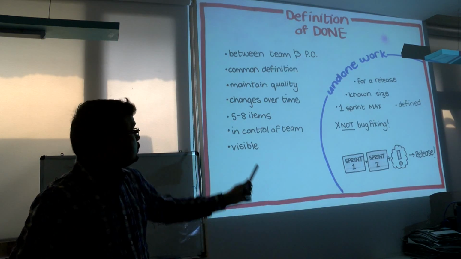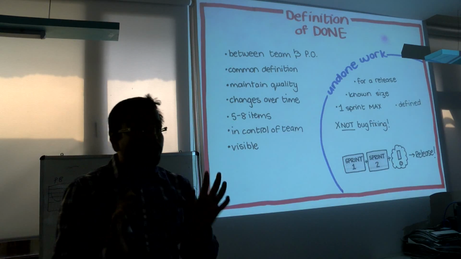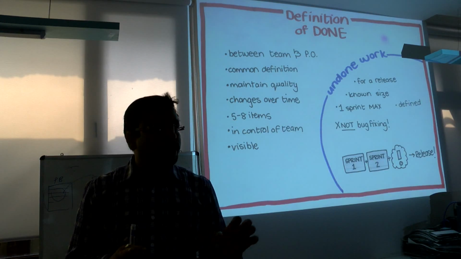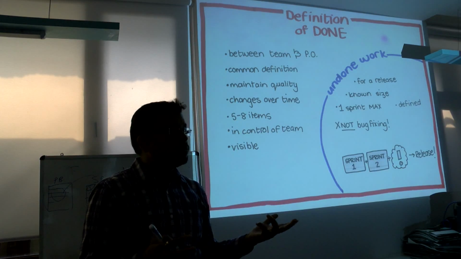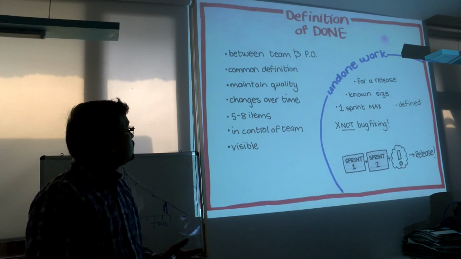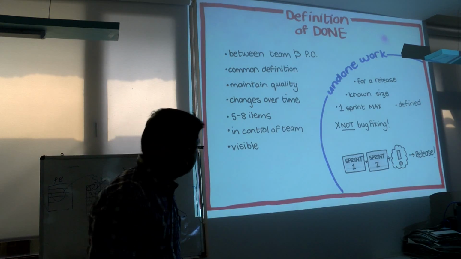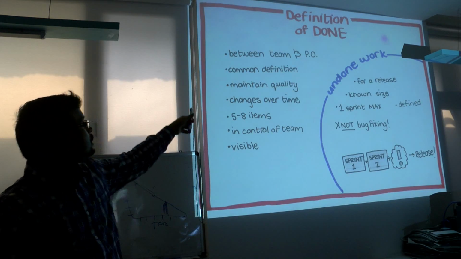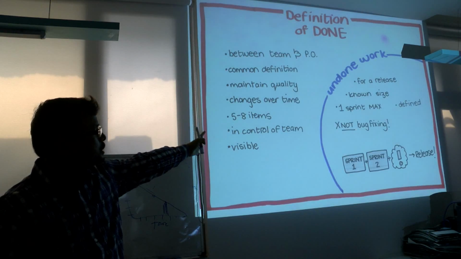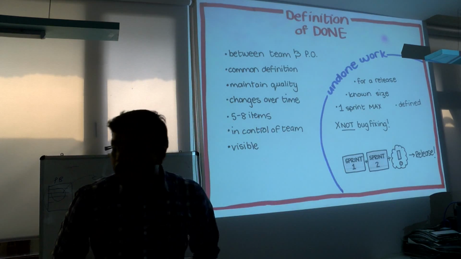Another thing is the common definition of quality in the review. The PO can also check your quality, how the quality of the code is, and all these things. You have to answer these things. Changes over time, and other changes are in control of the team. Everything is like the definition of done. Now, what about undone work?